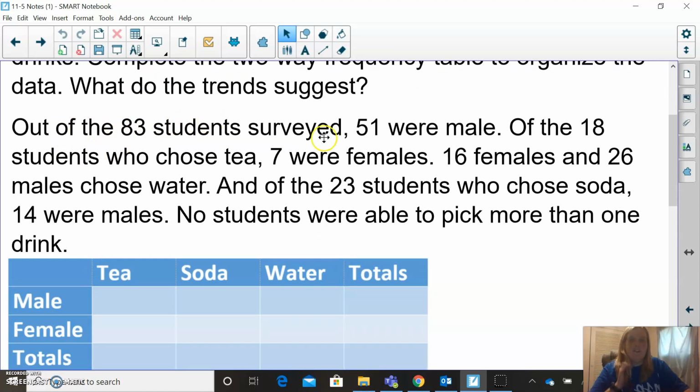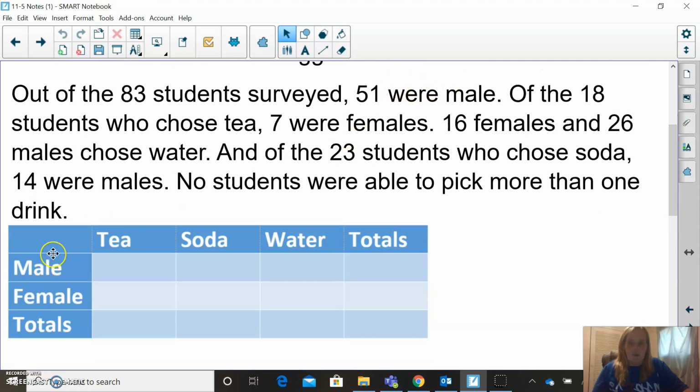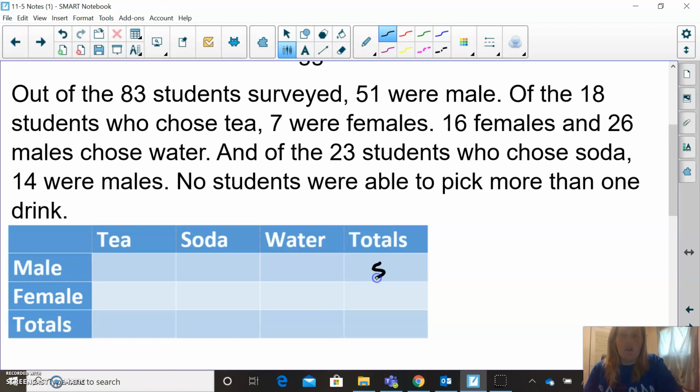So out of the 83 students surveyed, 51 were male. So if you come here, okay, male, the total number of males is 51. And we had 83 students total, so 83 goes in the bottom. Of 18 students who chose tea, so 18 students chose tea in total, 7 were female. 16 females and 26 males chose water. So, okay, we've got 16 females, 26 males.